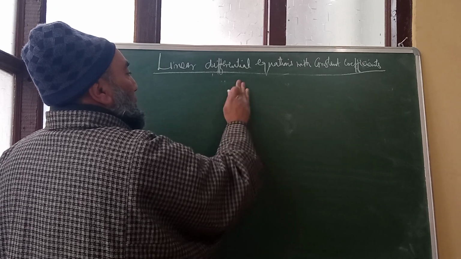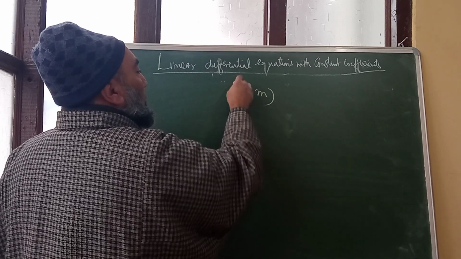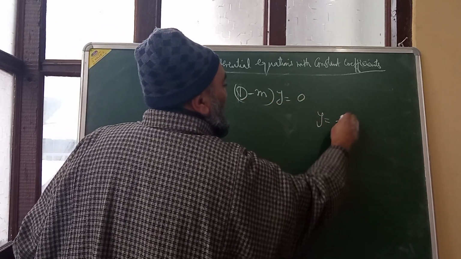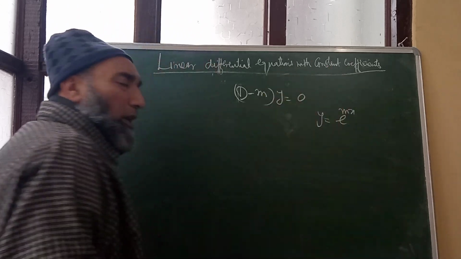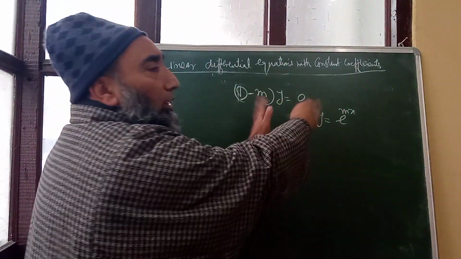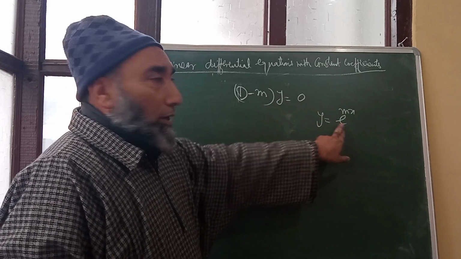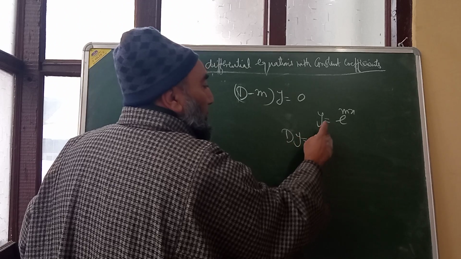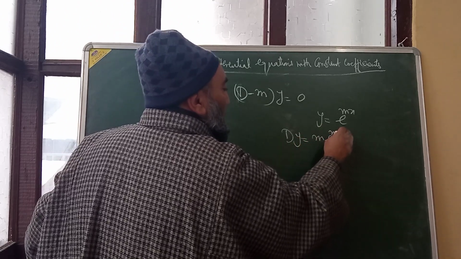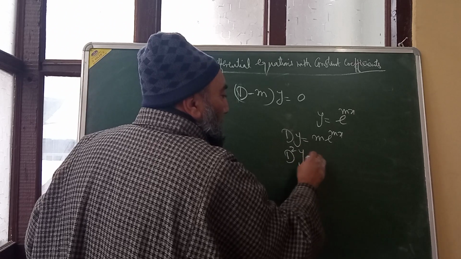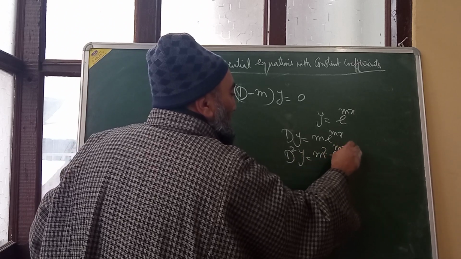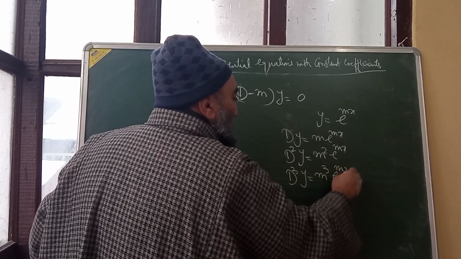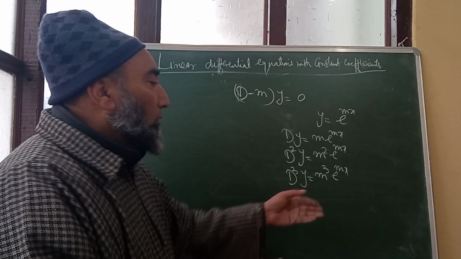You see, you have (D minus m) operating on y equals 0. What is the solution? The solution is a constant times e to the power mx. Let me not write the constant, it will not matter. So y equals e raised to the power mx. Now what is D of y? Differentiation of y is m e to the power mx. What is D square of y? It is m square e raised to the power mx. What is D cube of y? It is m cube e raised to the power mx. Any derivative D^n gives m raised to the power n.